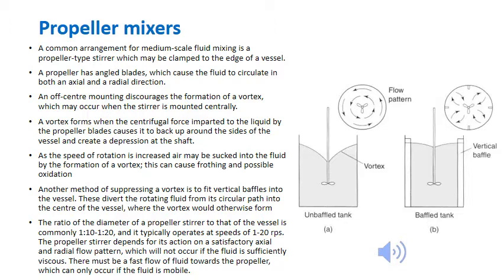So baffles are nothing but metal strips which are placed vertically on the inner lining of the vessels. These are particularly desirable in the initial stages of the mixing where segregation is present on a large scale. These facilitate the mixing of liquids even from remote regions of the mixer. Also, these do not let a vortex form. So the diagram here explains two things. One, the propeller mixers, and another thing is how the baffles resist the formation of a vortex. Propeller has angled blades which cause the fluid to circulate in both axial and radial direction. Okay, and an off-center mounting of this propeller discourages the formation of a vortex. Either you place it off-center or you add baffles to the mixing tank.